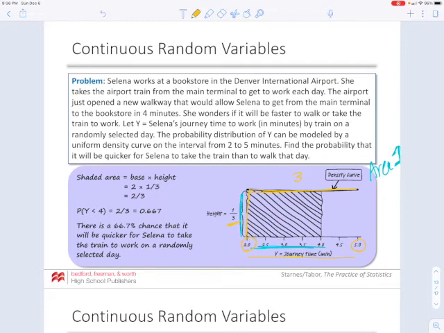So from 2 to 4 minutes, that's 2 minutes. 2 times 1/3 gives us 2/3. So this shaded area is an area of 2/3. That means the probability that y is less than 4, that her journey by train on a randomly selected day is less than 4 minutes, is 2/3. So there's a 66.7% chance that it'll be quicker for Selena to take the train to work on a randomly selected day.